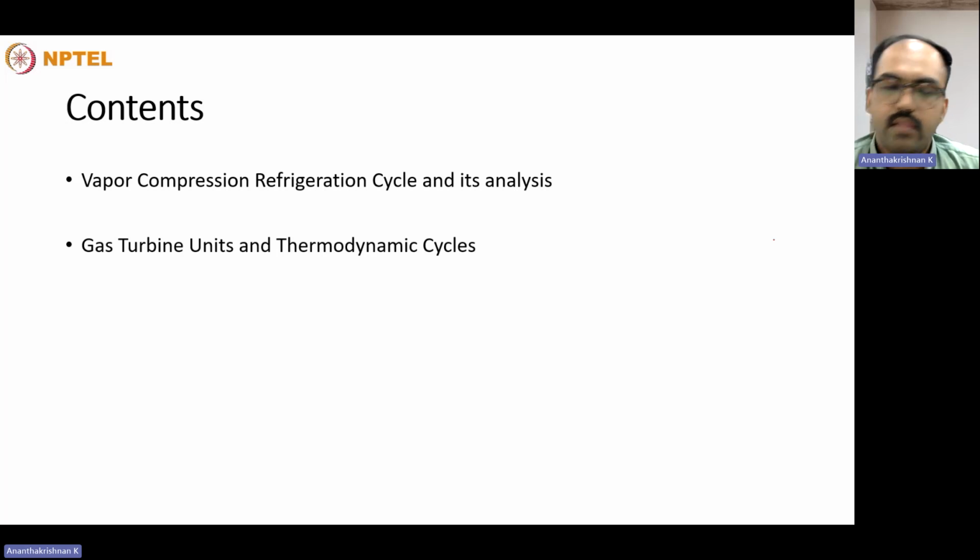Then in the fifth week, we moved into individual parts of the power plant. We saw the boilers, the steam turbines and the flow through the nozzles. Then we moved into the velocity triangles for the steam turbine, and finally the condenser. The last one was the cooling tower analysis. From there, we moved into internal combustion engines in week 10, and we saw SI and CI engine performances. And finally, in this week, we have seen refrigeration and gas turbine cycles.